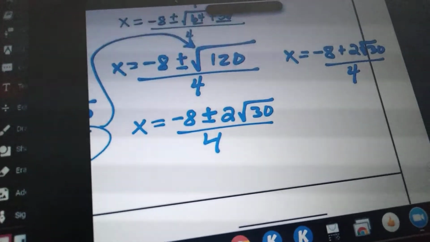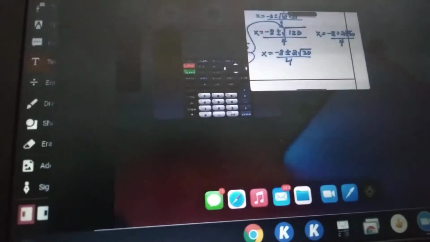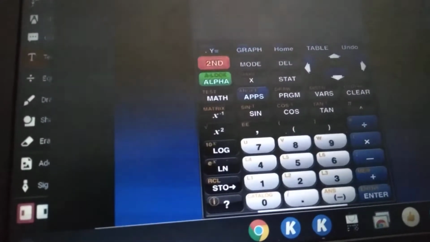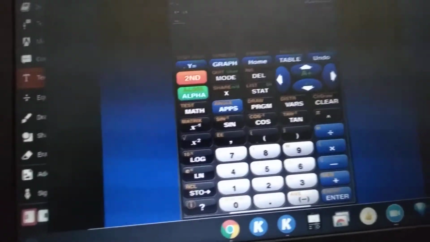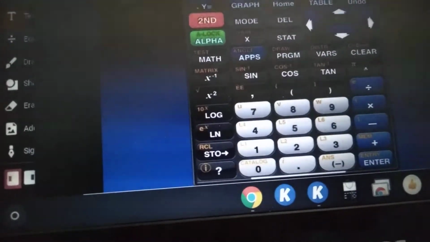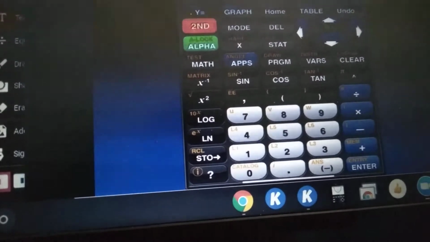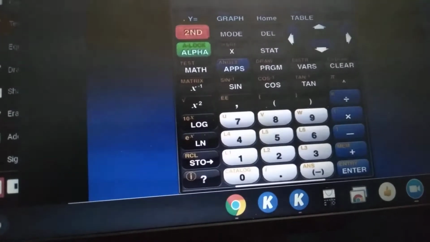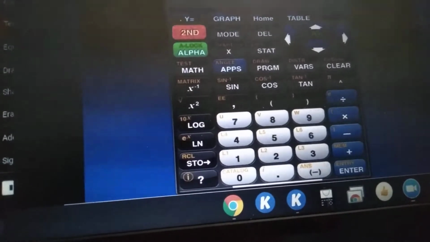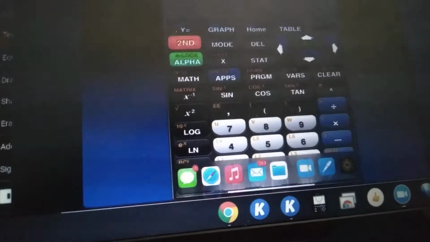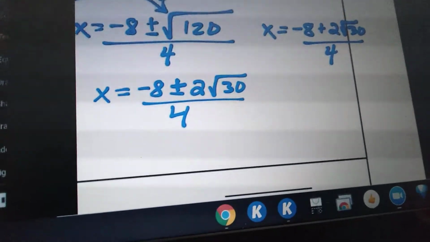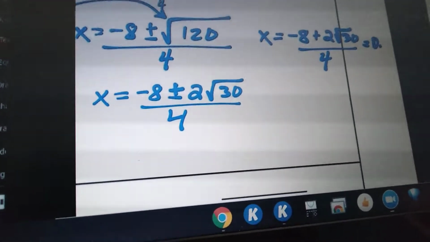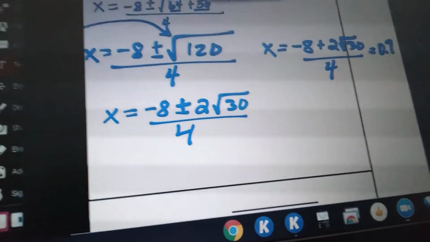Now I'm going to put this in my calculator. I go to the calculator. Alpha, Y equals, because it's a fraction, and it's negative 8 plus 2, second function square root, 30, down arrow, divided by 4. X is equal to 0.738. So I'm going to say 0.7. Everyone understand?